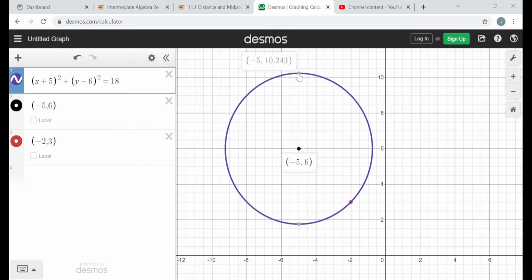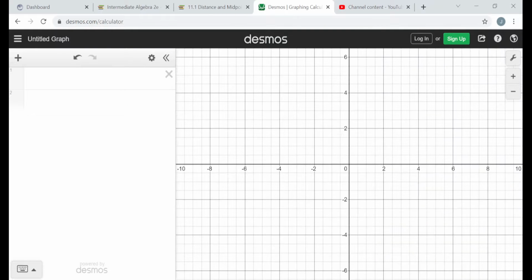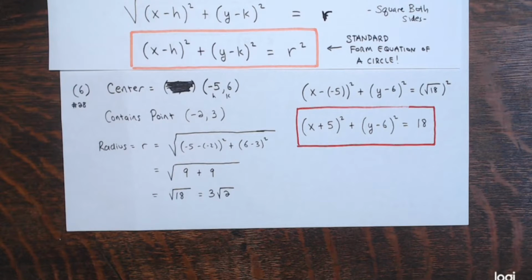And look, so this point up here should be negative 5, 10 point something, right? 10.243. The square root of 18 is about 4.243. So, that's the square root of 18 units above, square root of 18 units below, and every point on the circle, every single one of these ordered pairs should be the square root of 18, or 3 times the square root of 2 units away from the point negative 5, 6. Looks good to me. Wonderful. Alright, and that does it.